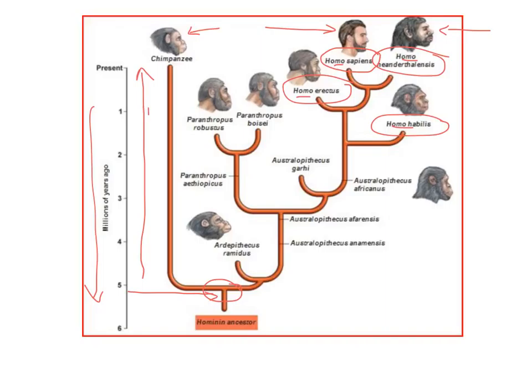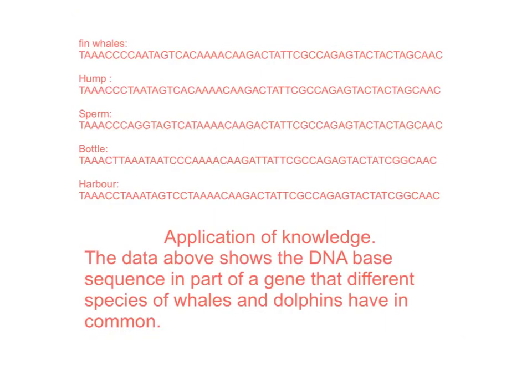Anyway, let's move on. Let's now see if we can use some information on DNA-based sequences to actually establish some phylogenetic relationships between different organisms. What you've got on this diagram just here, let me grab my little pen, is information about a DNA-based sequence in part of a gene of some different species of dolphins and whales.